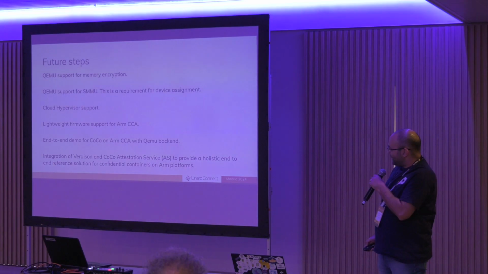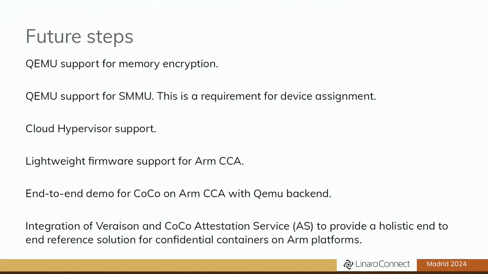I'll just go through the last slide here. There is a list of future steps, things that we are looking at right now. CCA has upcoming support for memory encryption, so we will be working on that. There will be, at some point, device assignment support, and we are planning to work on SMMU support in QEMU to support this device assignment in the future, and Cloud Hypervisor, as I mentioned. And we definitely want, at some point in the future, to have an end-to-end demo with CoCo, deploying and verifying workloads using Kata containers, hopefully with a lightweight firmware. That's our final goal, let's say.